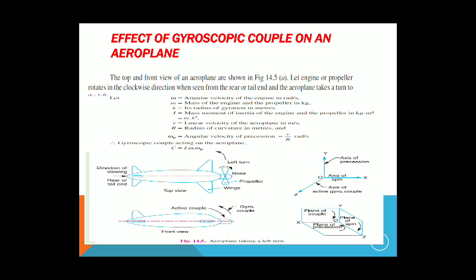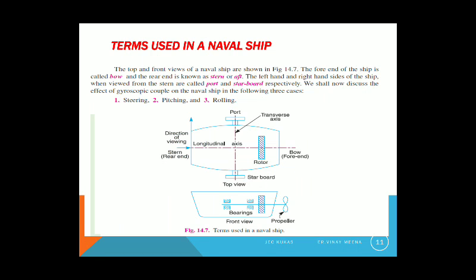Effect of gyroscopic couple on an aeroplane. C is the gyroscopic couple acting on the aeroplane. Then C = I omega omega_P. Terms used in a naval ship: first is the stern or aft, port and starboard, steering, pitching and rolling.